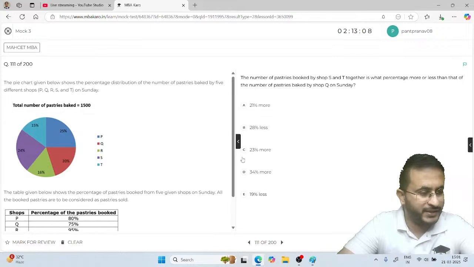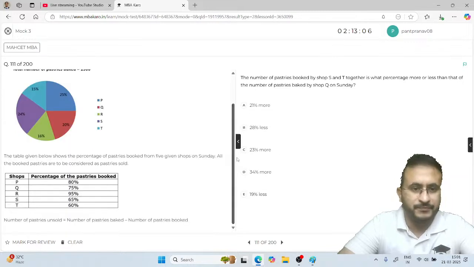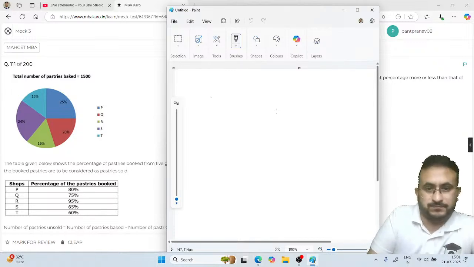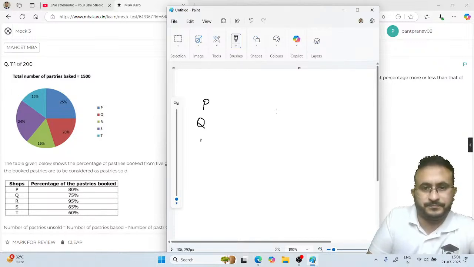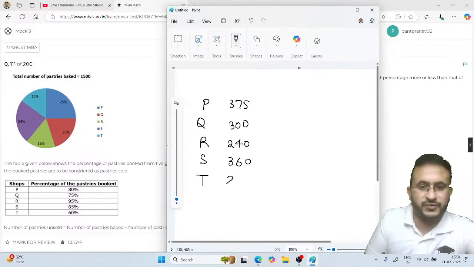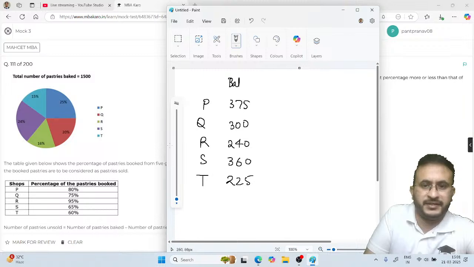So let's look at this pie chart. Right. So first make the pie chart. This is 1500. 25% of 1500 will be 375. 20% will be 300. And 16 into 15 is 240. 24 into 15, 360. 15 squared is 225. So this is the number of pastries that are baked.